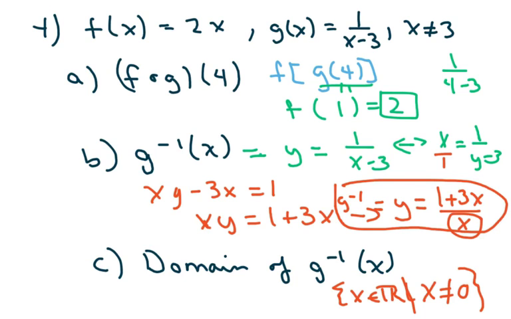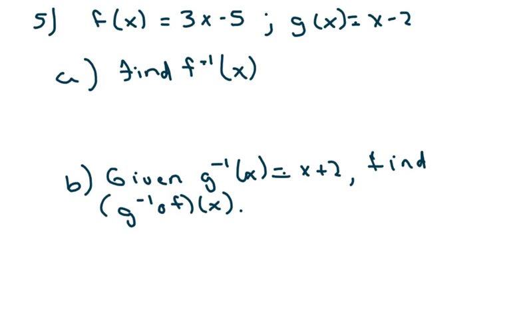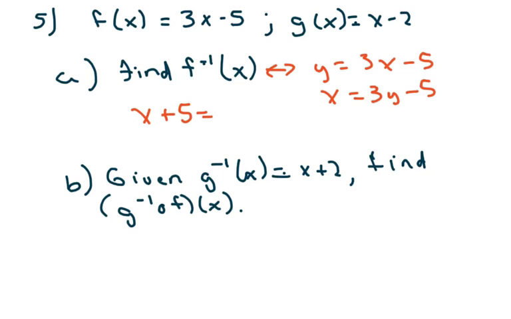Okay. The last problem is the hardest. It's more complicated, mainly because it has a graph to go with it. So first we're going to find the inverse, and we'll go a little quickly here. Switch the x and the y, and solve for y. So we get x plus 5 equals 3y. So y equals x plus 5 over 3. That's your f inverse. Okay, so that's my answer.